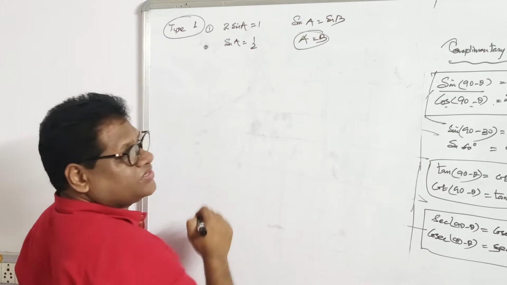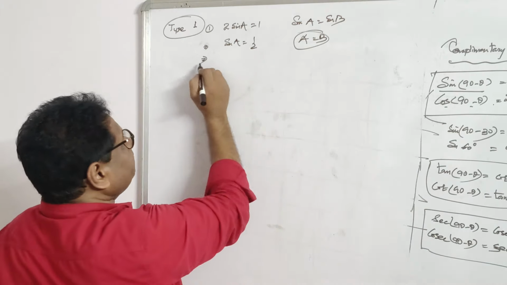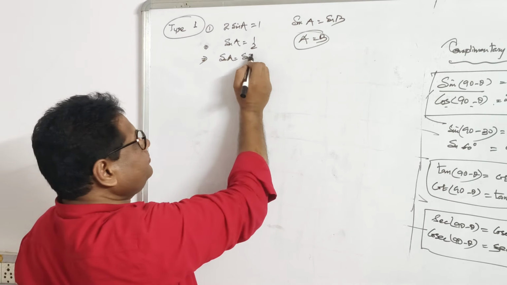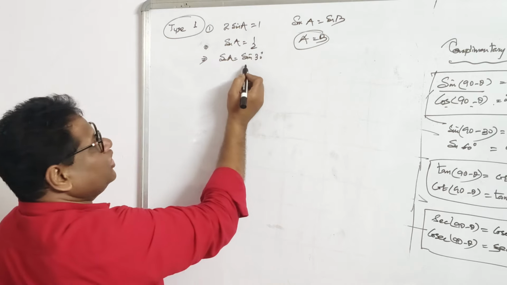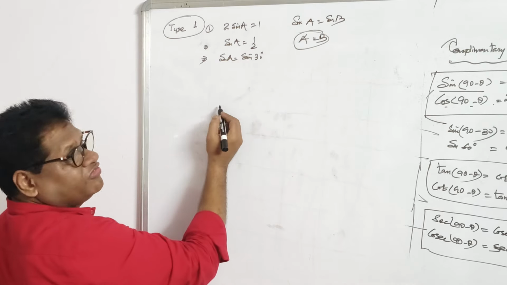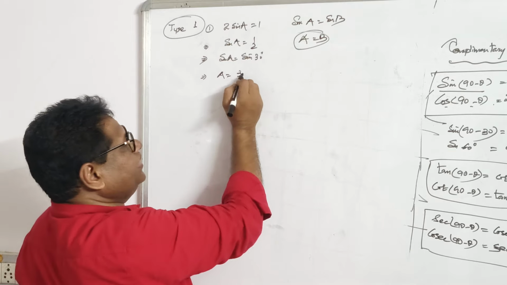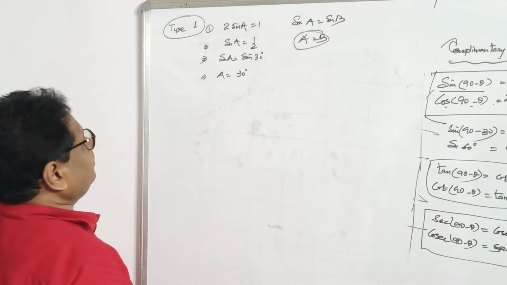So these are the angles. Here also we are doing the same thing, sine A equals sine 30 degree, because sine 30 degree is half, therefore A equals 30 degree. This is how we solve the equations.